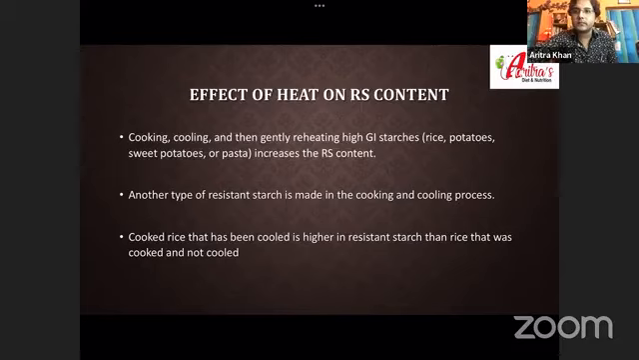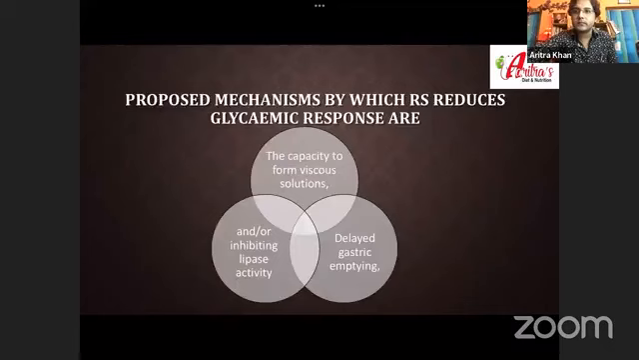So basically these all are starch retrogradation and will have a tremendous role in controlling diabetes and blood sugar. So this is a very important thing that we can control through the resistant starch. The proposed mechanism by which resistant starch reduces the glycemic response is the capacity to form a viscous solution, lower viscosity, basically inhibiting lipase activity and delayed gastric emptying.